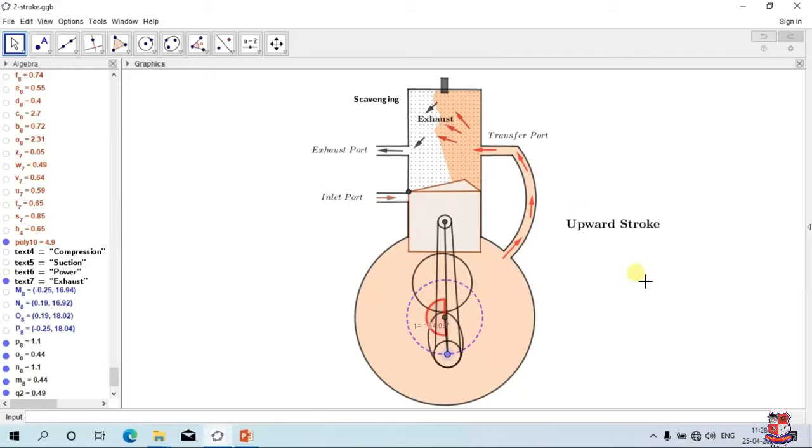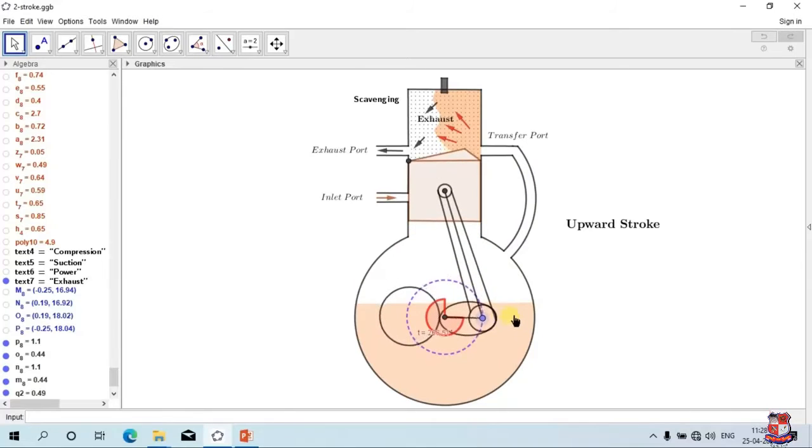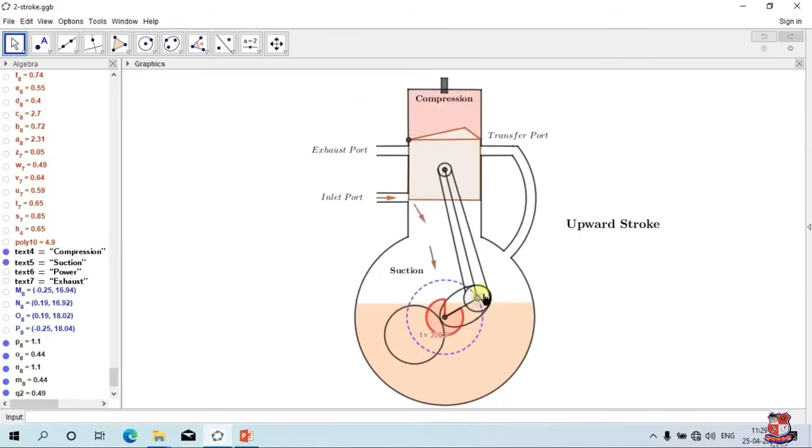In the beginning of the upward stroke, you can see that the inlet port is covered. It means there is no movement of fresh charge inside the casing. Now as the piston moves upward, the charge from the previous cycle is present. When the piston moves further upward, as soon as this inlet port is uncovered, the flow of charge begins. If we talk about a petrol engine, the charge will be a mixture of air and fuel.